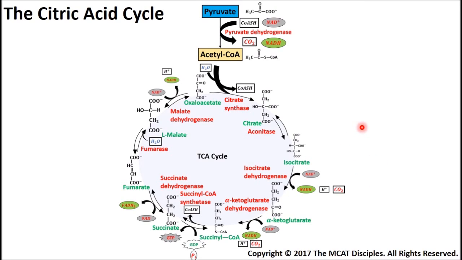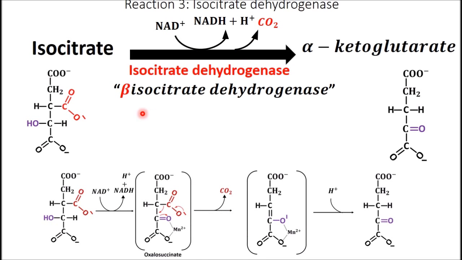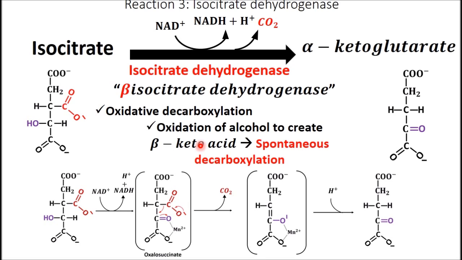Now we're going to convert isocitrate via isocitrate dehydrogenase to alpha-ketoglutarate. And in doing so, we're going to form an NADH and we're going to release CO2. Okay, so here's the reaction. Isocitrate via isocitrate dehydrogenase forms alpha-ketoglutarate. My mnemonic is bisocitrate dehydrogenase. Alright, it's an oxidative decarboxylation and it forms the beta-keto acid intermediate. The oxidation of the alcohol creates that beta-keto acid.